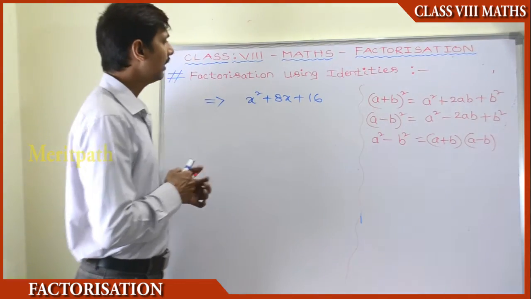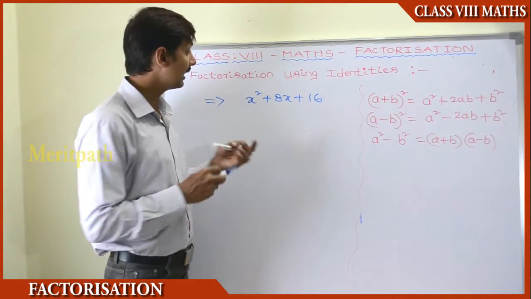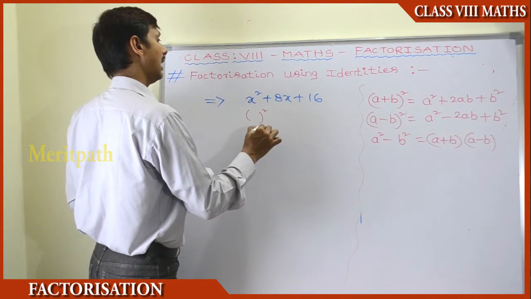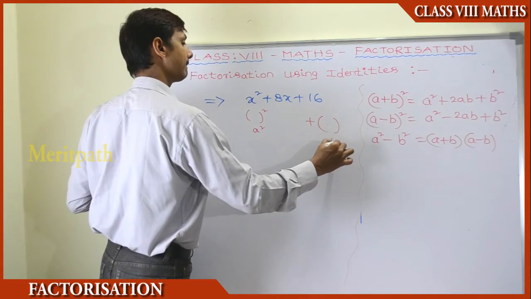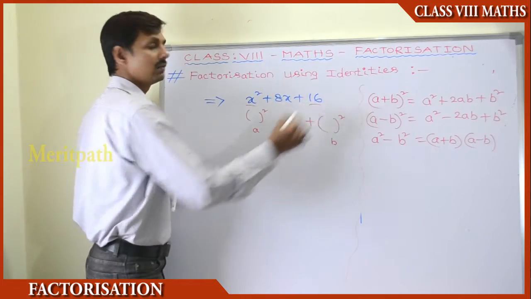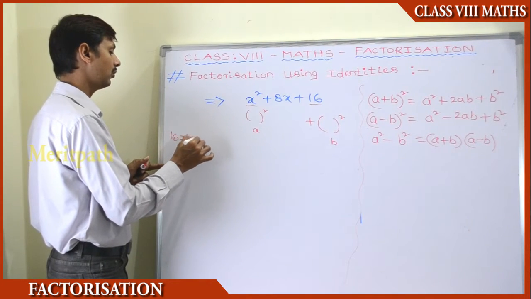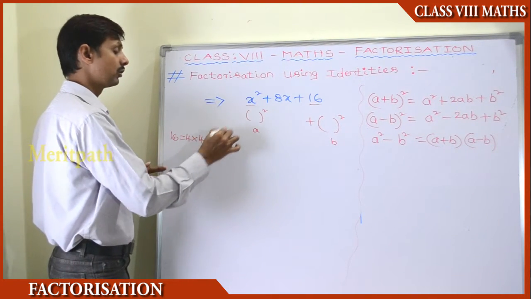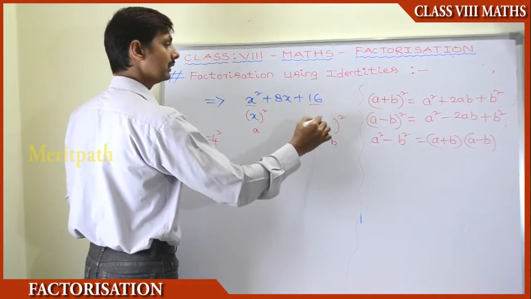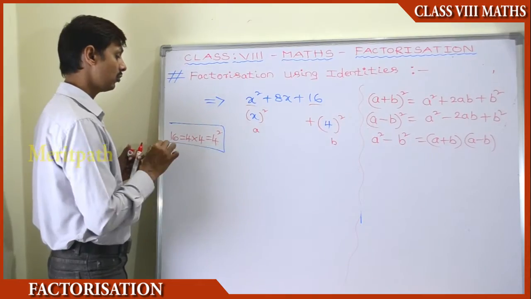So here we see this x square plus 8x plus 16. We can identify some of the things, that this is in the form of a square and this is b square. So maybe this is a and b. But there is no square here, but we can identify that 16 is equal to 4 into 4 and can be written as 4 power 2, that is 4 square. So let's write this x square same as it is, and 16 can be written as 4 square.